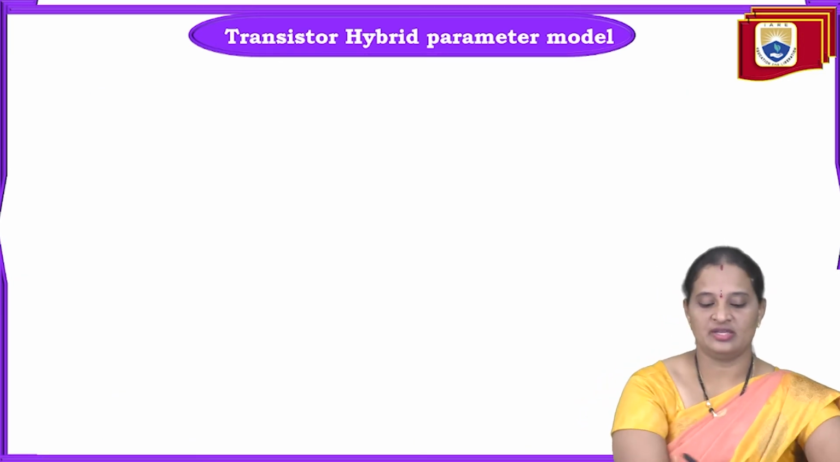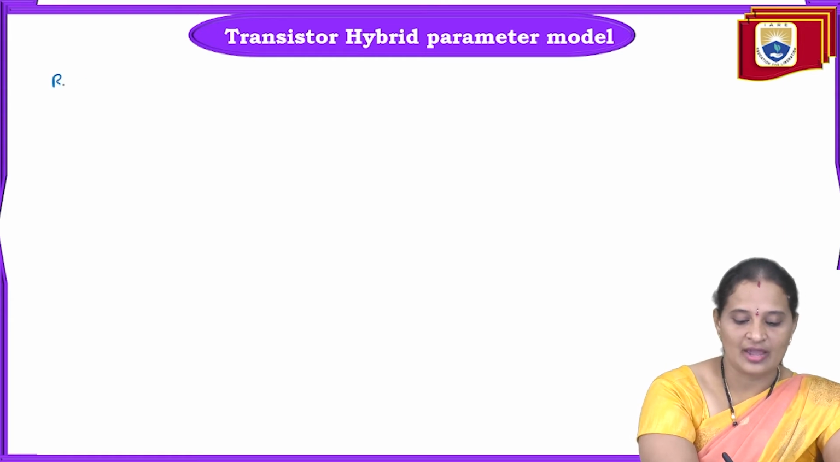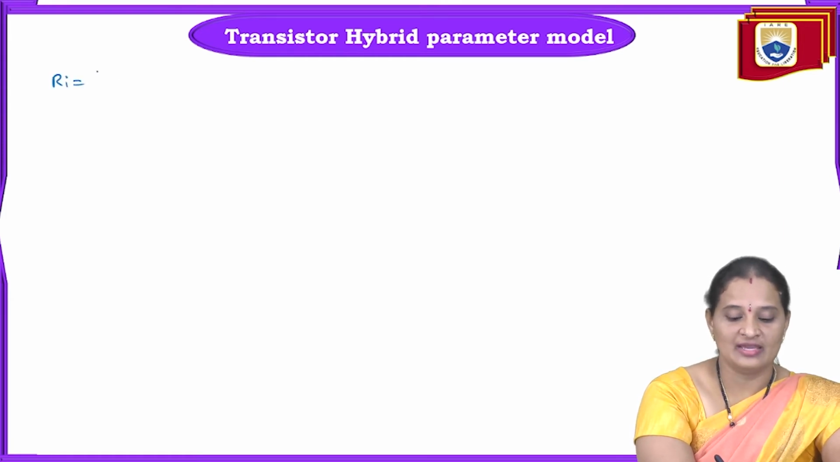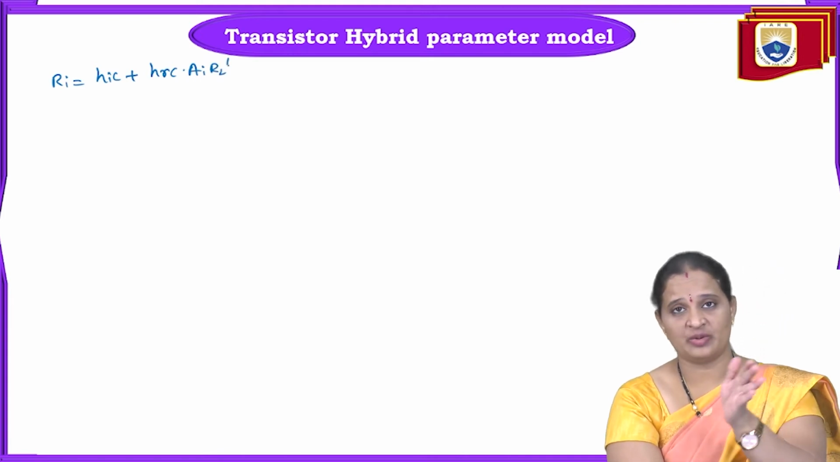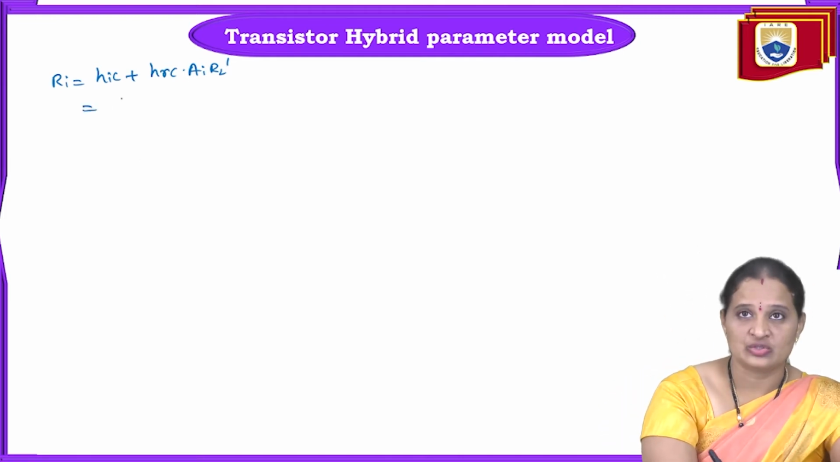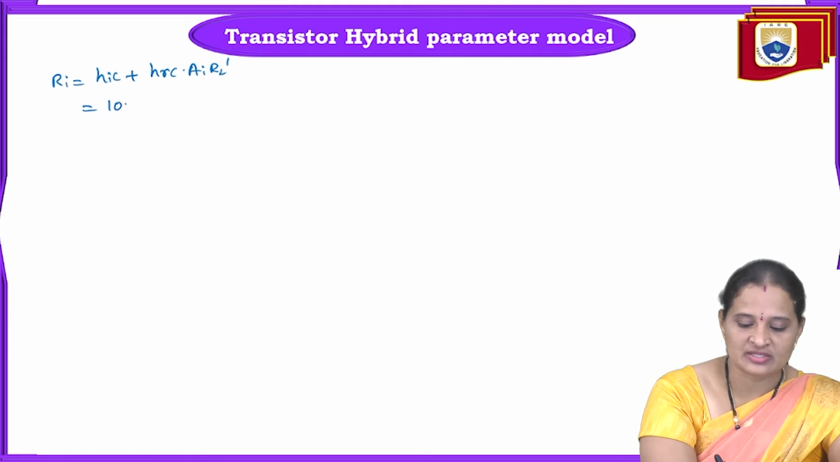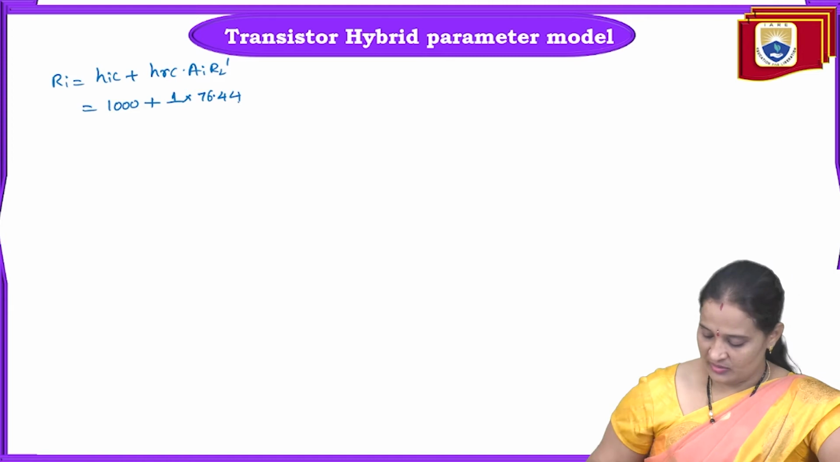Now the next parameter is RI. The formula for RI is HIC plus HRC into AI into RL dash. Wherever we have RL, we need to place RL dash, because at the output side we have two resistors connected in parallel. So that is why HIC value, that is 1000, because it is 1 kilo ohm. So HRC value is 1, and AI value is 76.44.